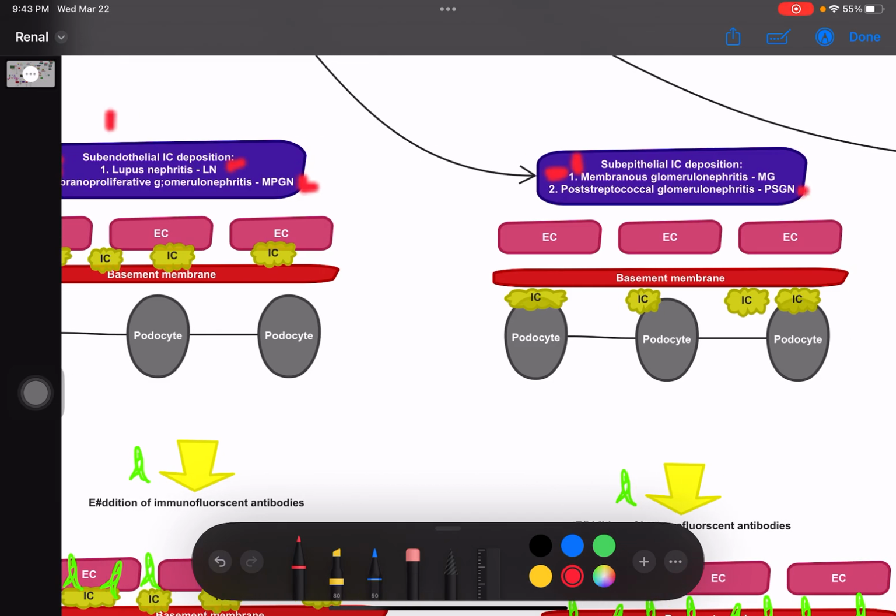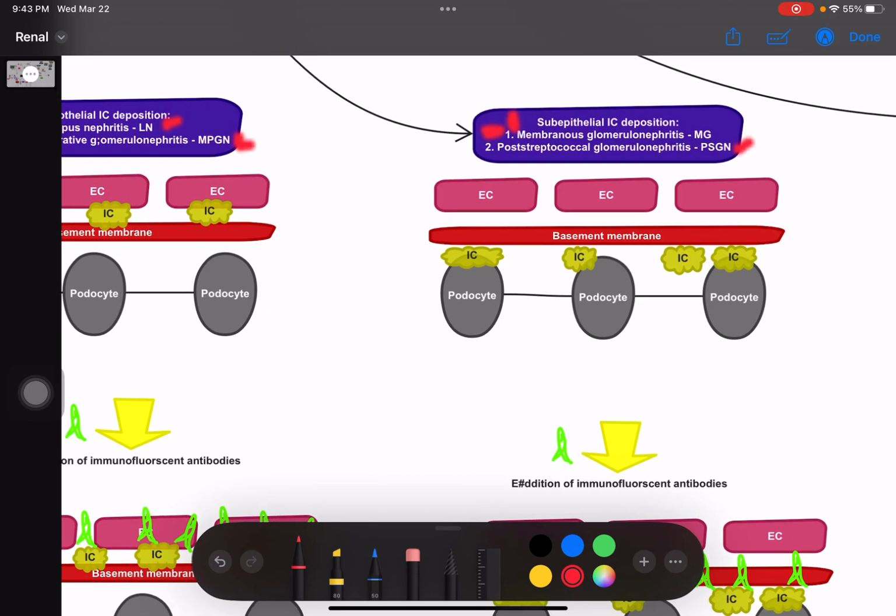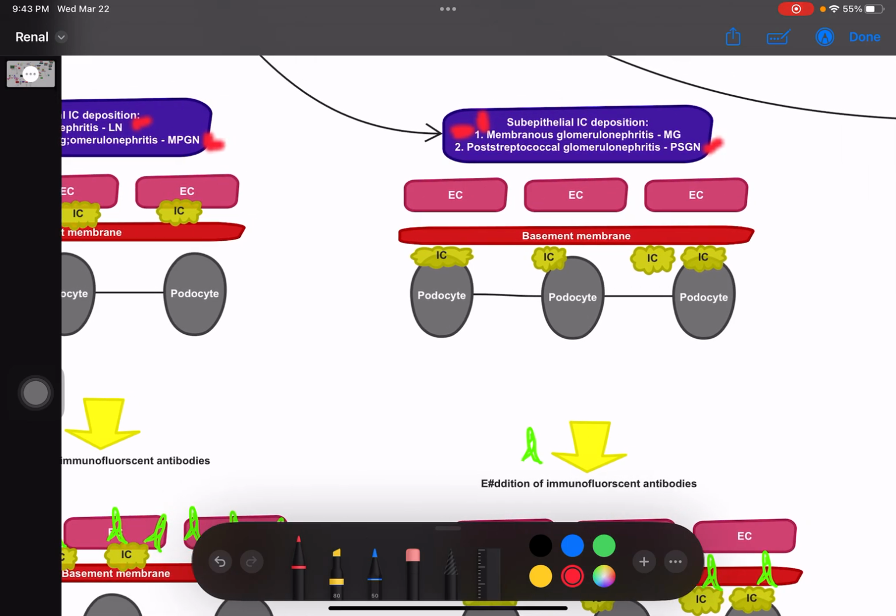This is a disease after exposure to Streptococcus pyogenes. If there's a pharyngitis or skin rash associated with this bacterium, after a few weeks, like 2 weeks, there can be a manifestation with kidney injury, manifested with the subepithelial immune complex deposition.